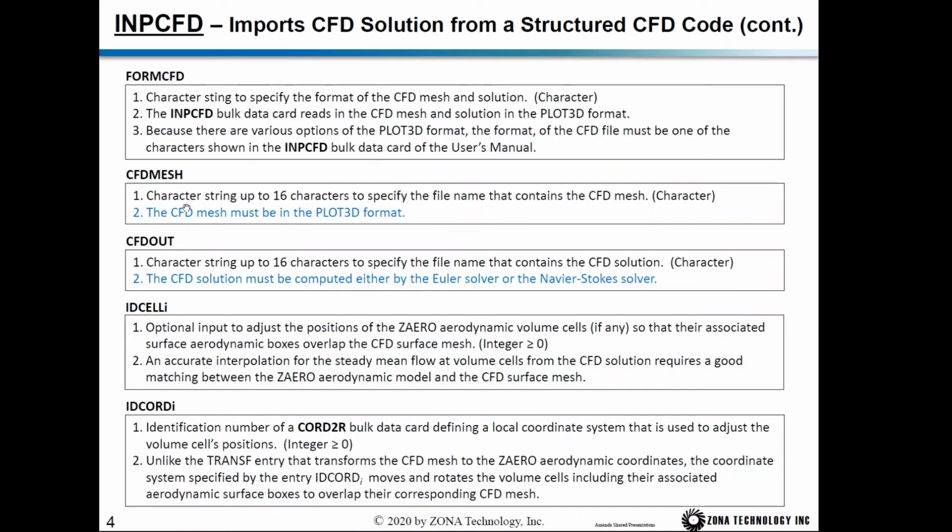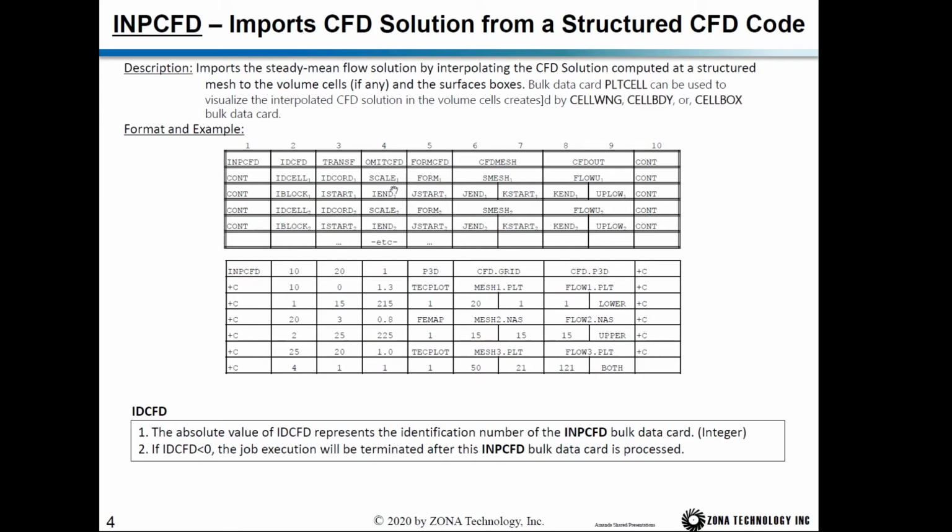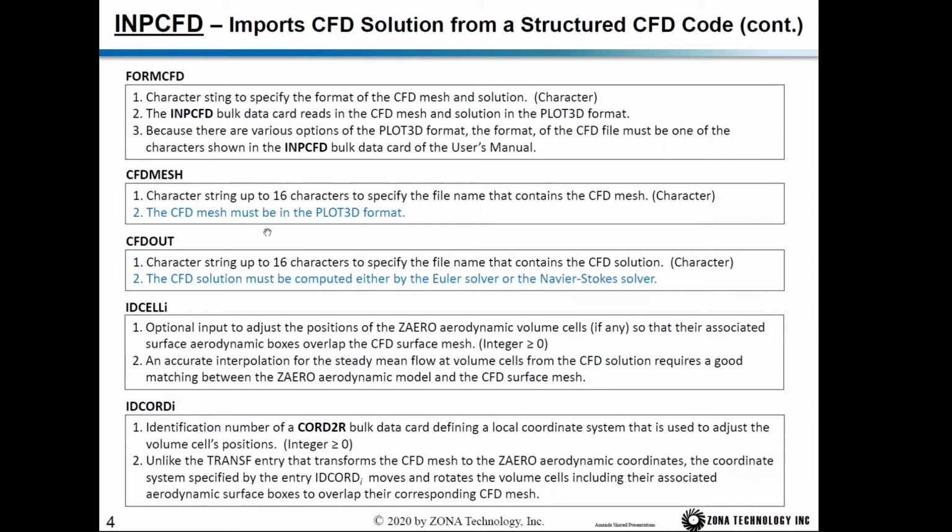And CFD mesh is a file name which contains the CFD mesh of the structured mesh, and the CFD out contains the Plot3D format CFD solution in the volume mesh. For those two files we give you 16 columns to specify the name. If the name is too long, then you can use a dollar sign followed by an integer. That integer refers to an ext file car. In the car, you can specify a longer file name.